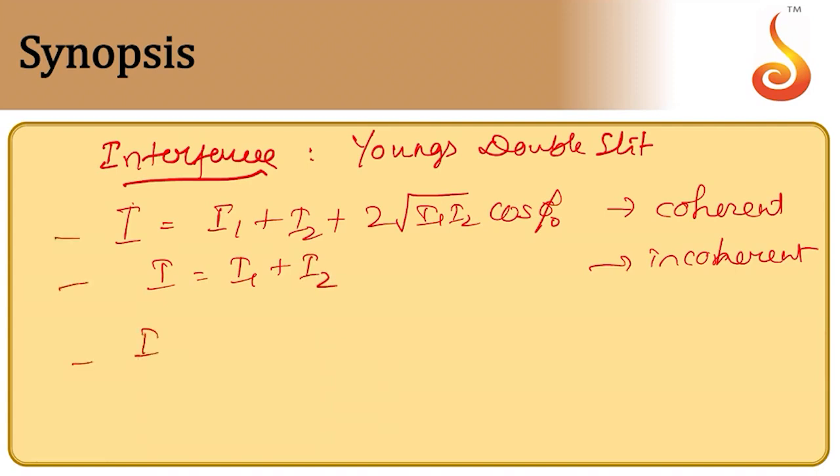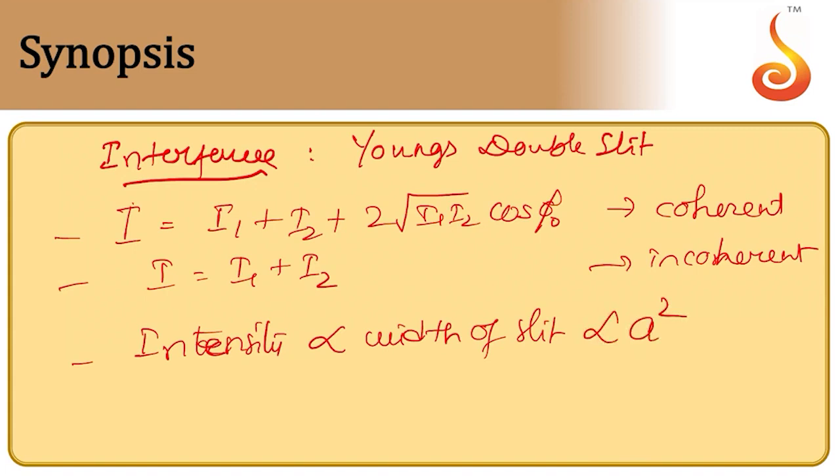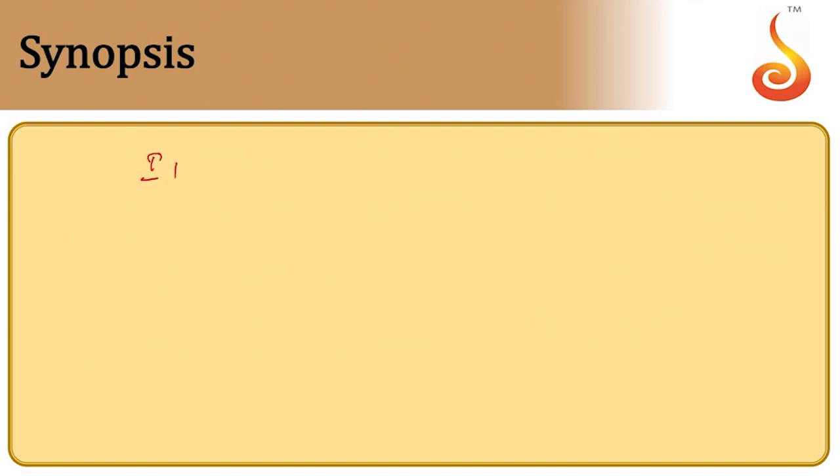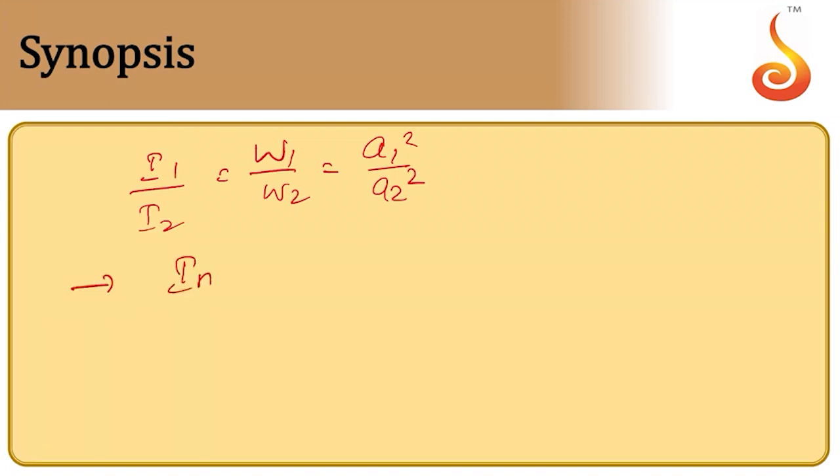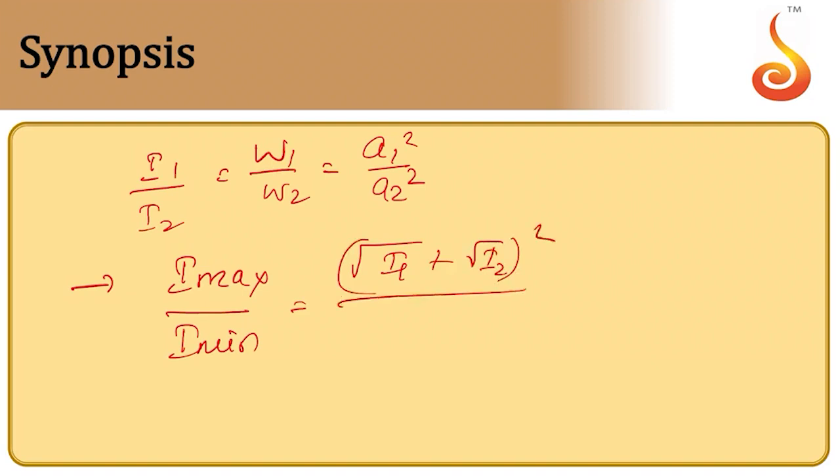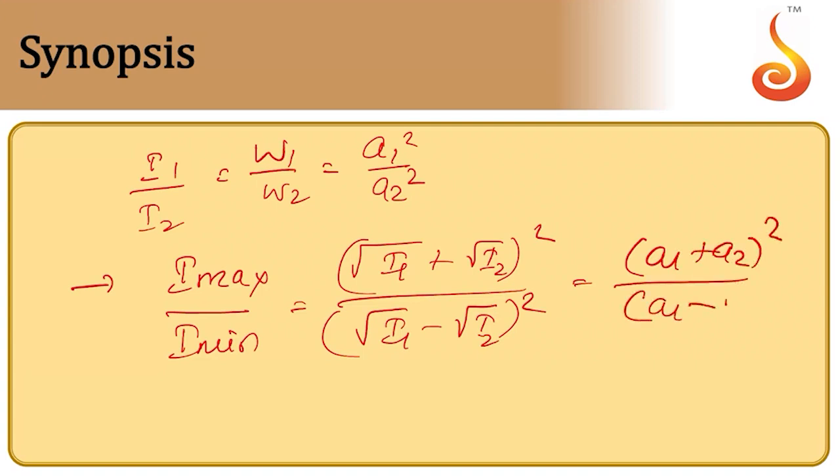And remember, intensity is directly proportional to the slit width, and this is directly proportional to amplitude square. So we can write it like this: I1 by I2 is equal to W1 by W2 is equal to A1 square by A2 square. Using this concept, we can find out what the maximum intensity is and what the minimum intensity is. In fact, the ratio can be found out like this: root I1 plus root I2 whole square divided by root I1 minus root I2 whole square. And this can be simplified further: A1 plus A2 whole square divided by A1 minus A2 whole square.